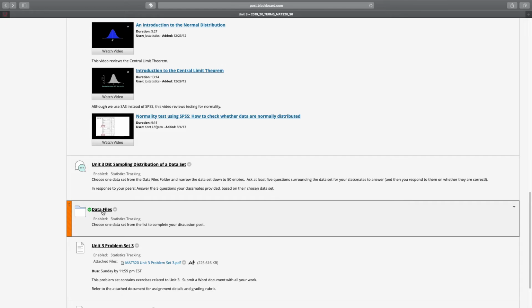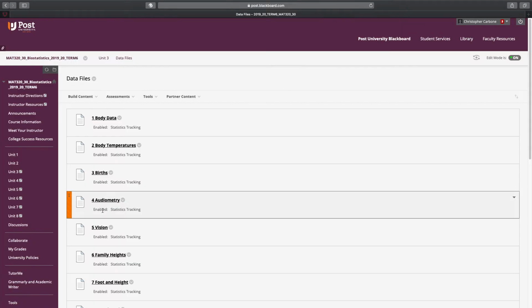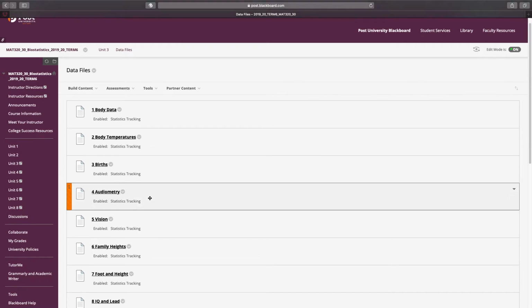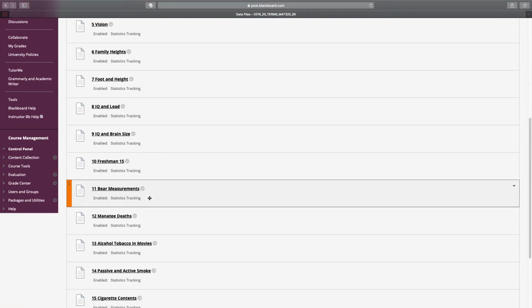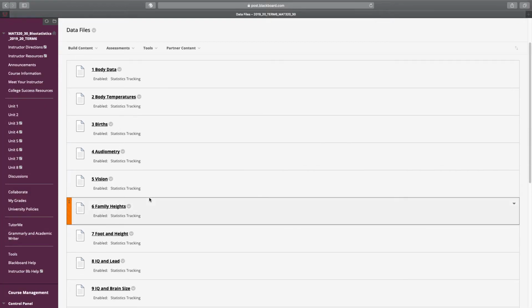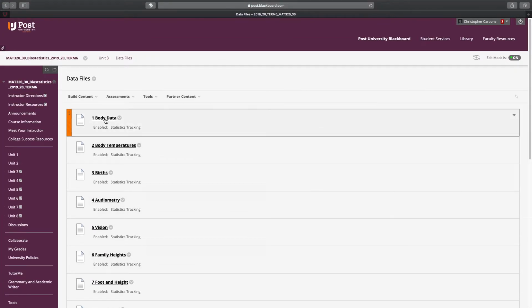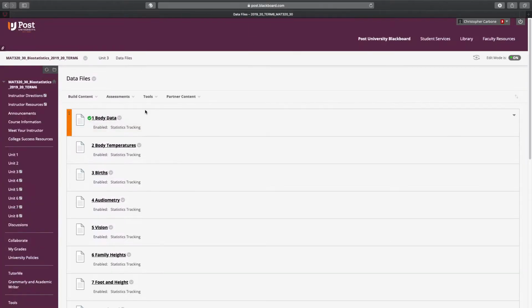The data files are right here, which I also have linked on the main announcement on the page. You would have all of them linked in a format that could easily be used within SAS. So you can find those on there.